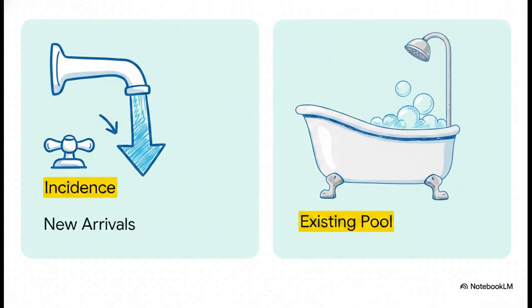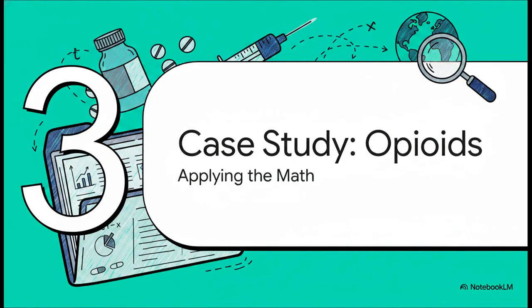Now, I guarantee you're going to see this next concept on your test: incidence versus prevalence. It all comes down to the keywords. Always look for the word new for incidence and existing for prevalence. Think of it like a bathtub. Incidence is the new water flowing out of the faucet into the tub. Prevalence is the total amount of water just sitting there in the tub right now, combining all the old water with the new. Let's put this math into practice with Section 3, a case study on the opioid epidemic.